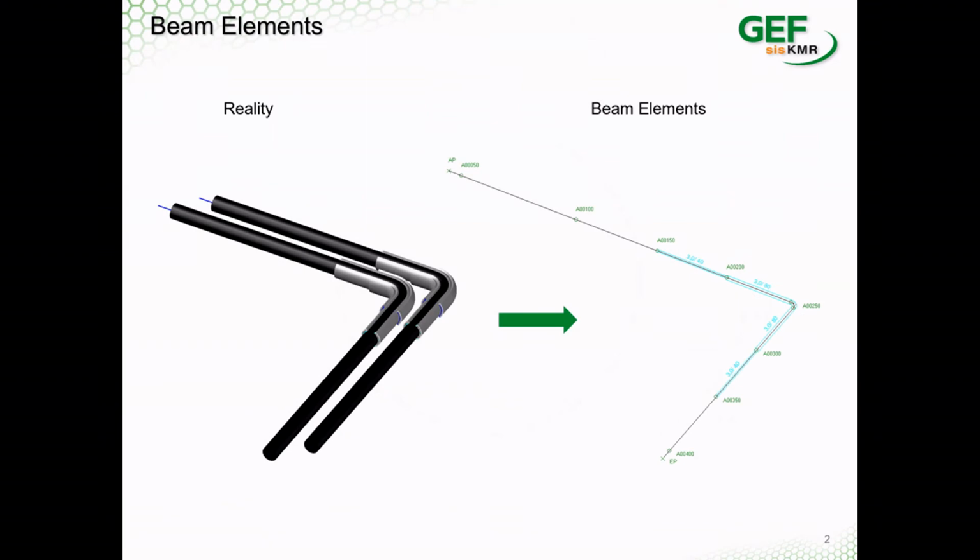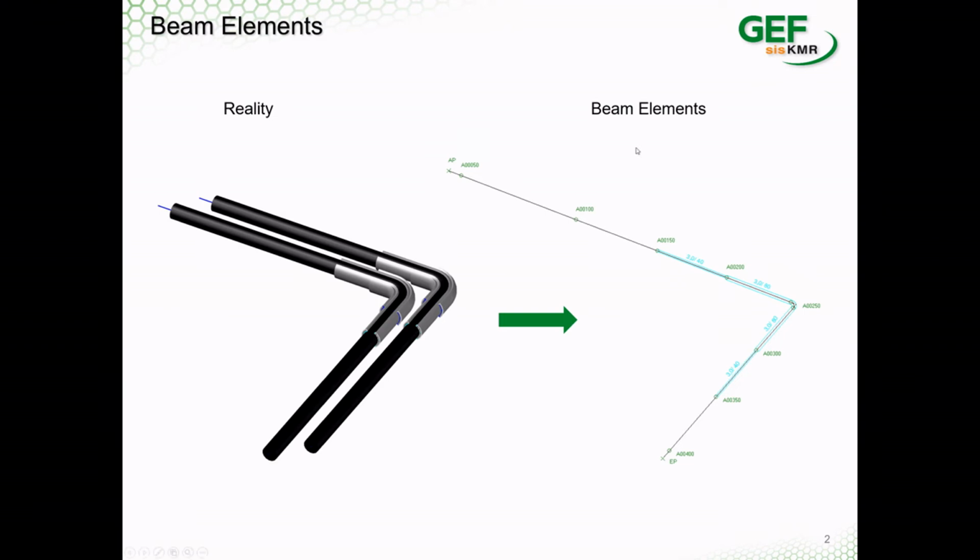Okay, thank you. So the common system. I'd like to show you some information about beam elements and their objects. What you see here on the left side is the reality of what we are going to build, and on the right side is a beam element model, how it appears in sisKMR.